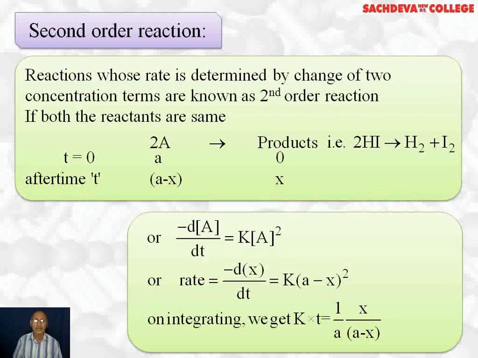Or we write minus dA over dt is equal to K into the molar concentration of A raised to the power 2. Rate is equal to minus dx over dt, which is equal to K into (a minus x) raised to the power 2. On integrating, we will get K into t is equal to 1 over a into x divided by (a minus x). This is the expression for second order reaction.